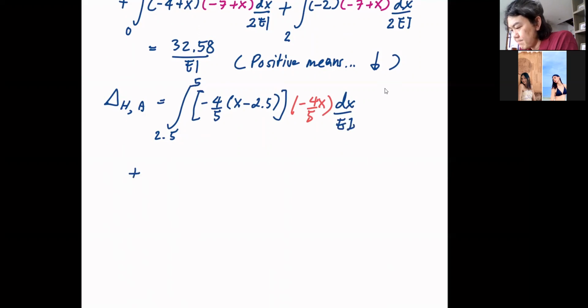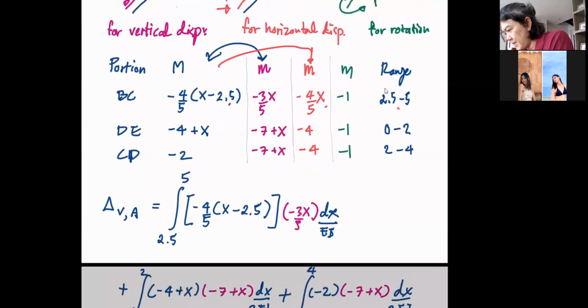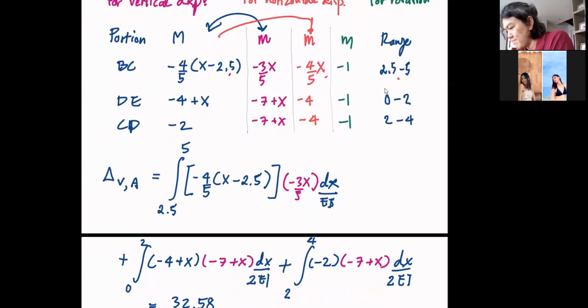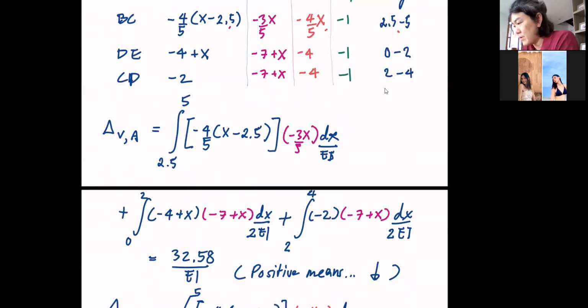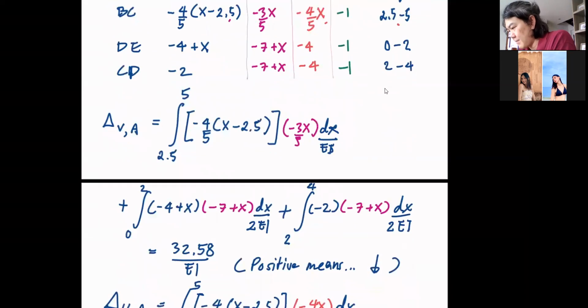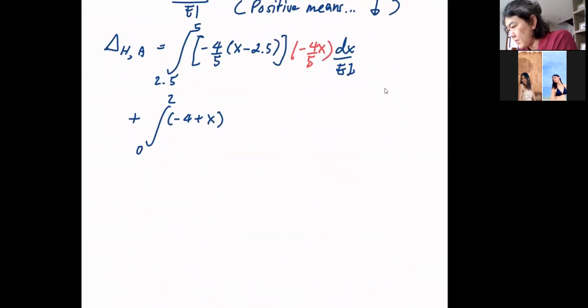Plus integral from 0 to 2. The function is the same. Okay, minus 4 plus x. This time multiply by 4/5 of an x as well. Is that right? No, it's a constant moment. Let me check. Yeah, it's constant moment of minus 4 now. Okay, this is minus 4.